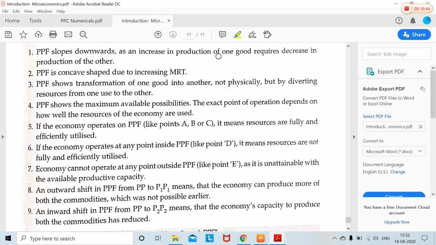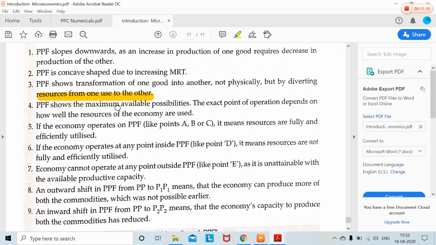PPC slopes downwards. Why? It is concave in shape due to increasing MRT. It shows transformation of one good into another. Not physically. Obviously, you're not physically turning apples into oranges, but you are sending the farmers from the production of apples towards the production of oranges. You are diverting the resources from one use to another. That is why it is known as the transformation curve.